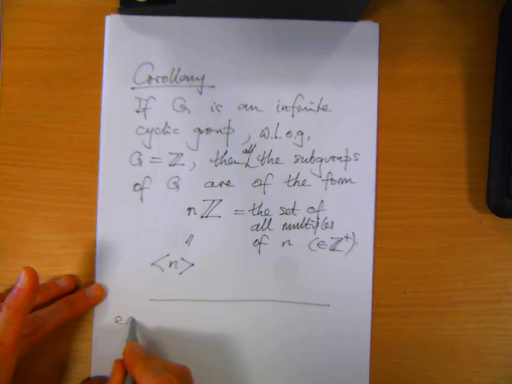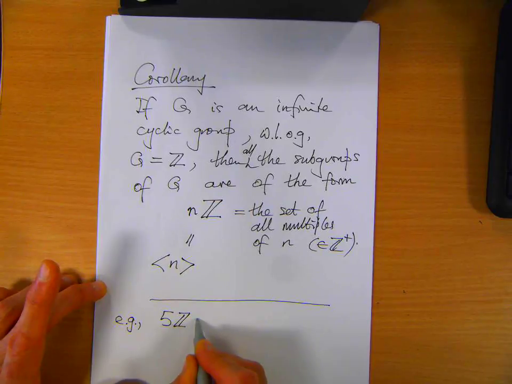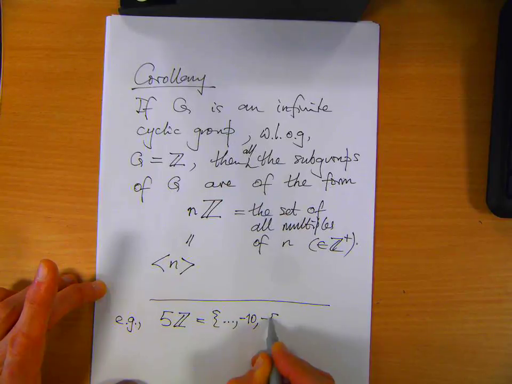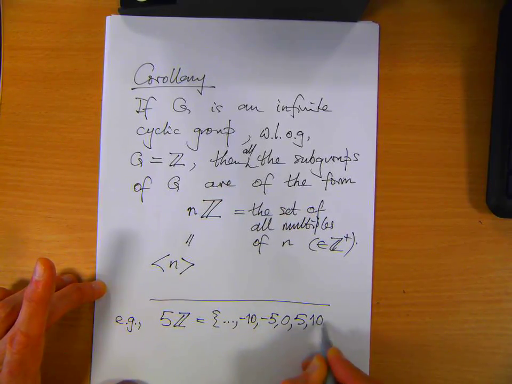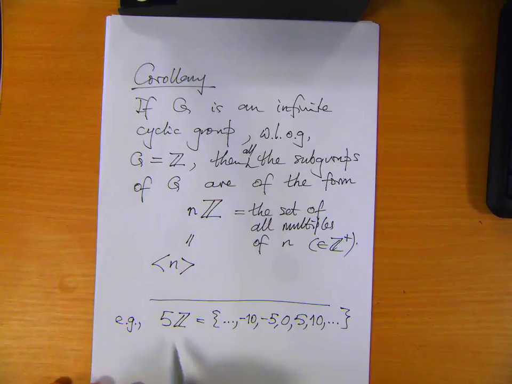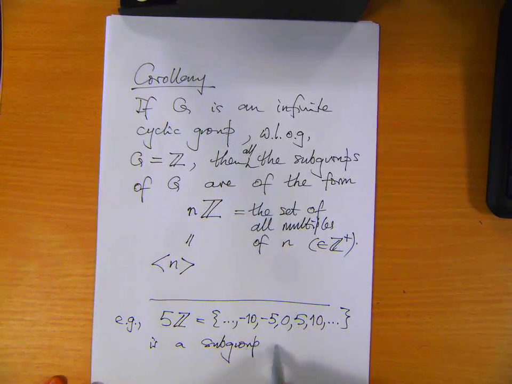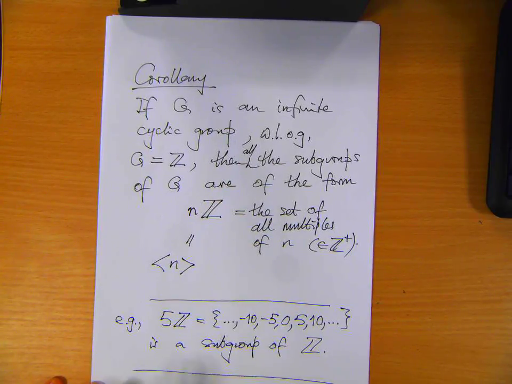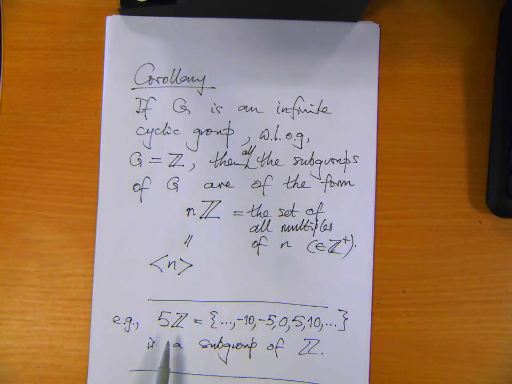So for example, if I took 5Z, which is just all multiples of 5, that's a subgroup of Z, and all subgroups look like this. They're all multiples of some positive integer. I could regard this as multiples of minus 5, but I think most people would take 5 as a generator rather than minus 5. Okay? So we know all about the subgroups of Z.